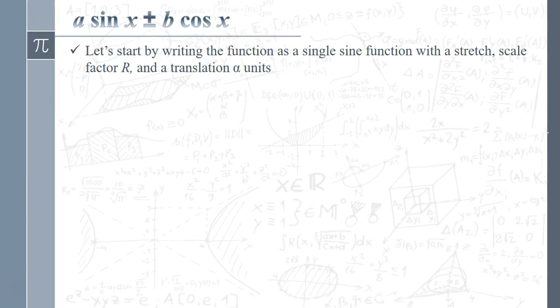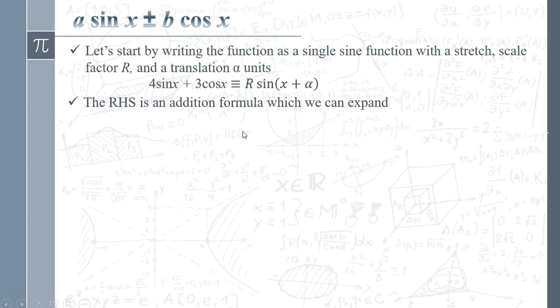Let's start off by writing our function as a single sine function. And the first thing to notice is I've used that equal sign with 3 lines, which means equivalent to. This thing here is the same as a single sine function with certain values, this value r and this value alpha. And we know that r is going to be our stretch, and we know that alpha is going to be our translation. Right, so what we've got is that right hand side is in the form of an addition formula, so we can write that in its expanded version. So I've got r sine x cos alpha plus r cos x sine alpha. So that thing there is r multiplied by sine of (x plus alpha).